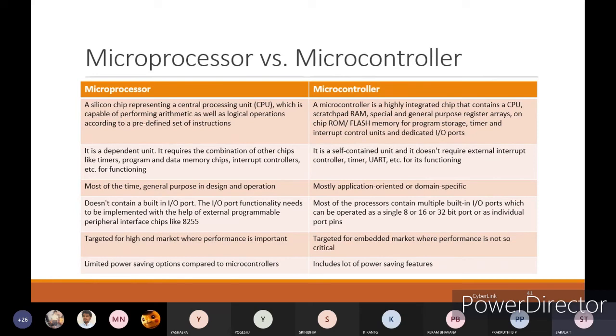A microprocessor is targeted for the high-end market where performance is important. A microcontroller is targeted for the embedded market where performance is not so critical.